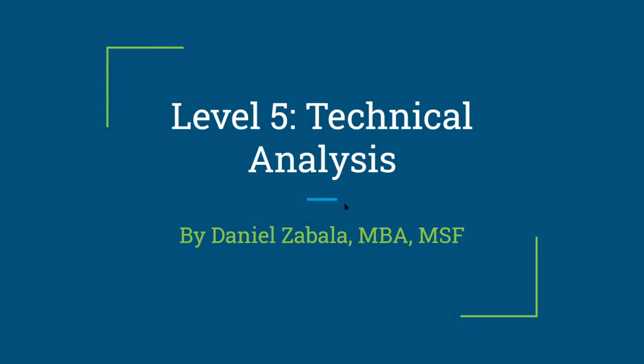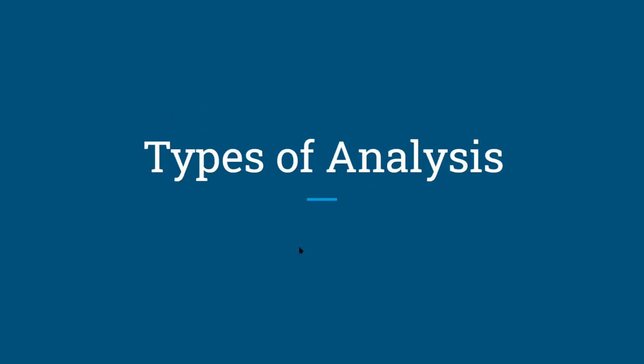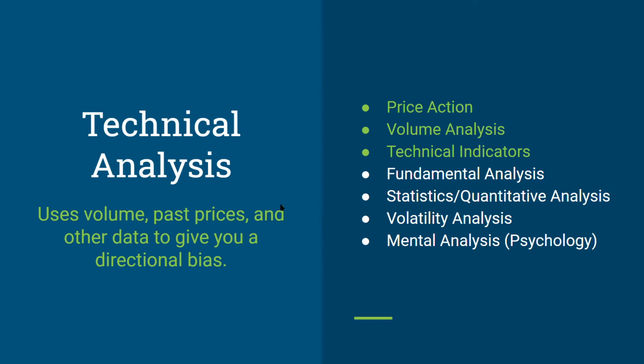So what is technical analysis? There are different types of analysis for different trading and investing activities. These are the ones that are commonly used in the industry. We're looking at technical analysis today. It primarily looks at past volume, past pricing of stocks and underlyings, and other data that will ideally give you a directional bias when placing a trade. Technical analysis is primarily used for short-term trades, and the way we're going to be talking about it is more for swing trading.